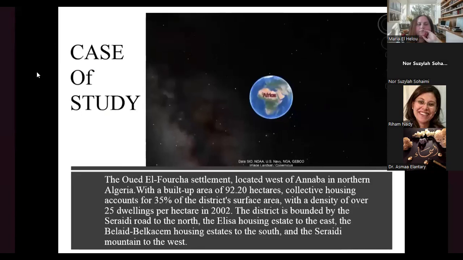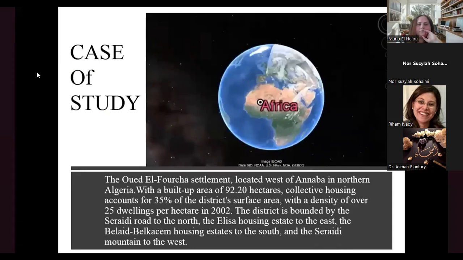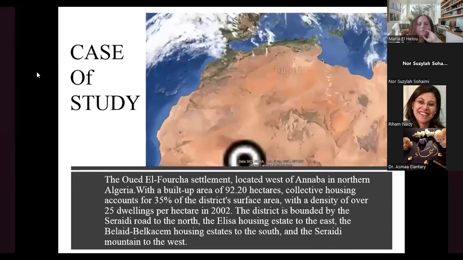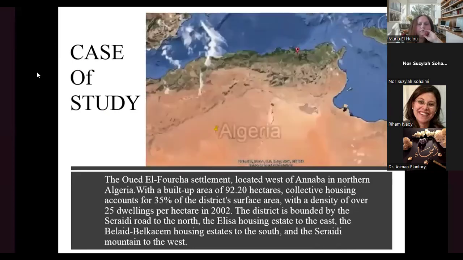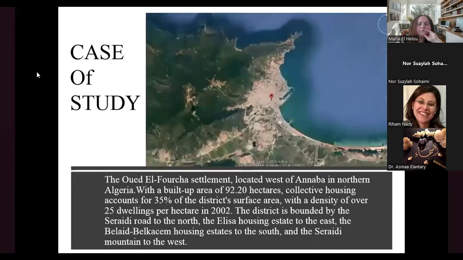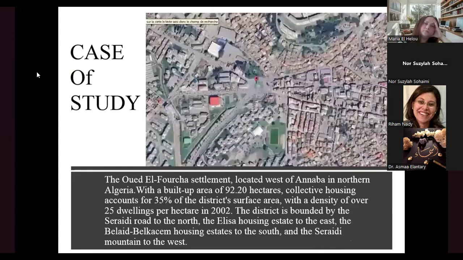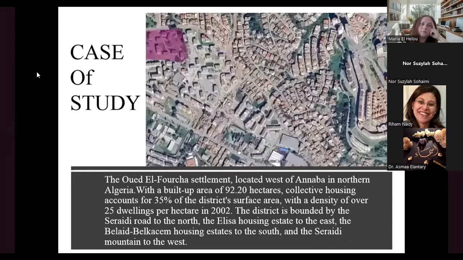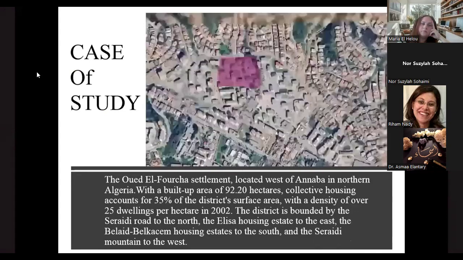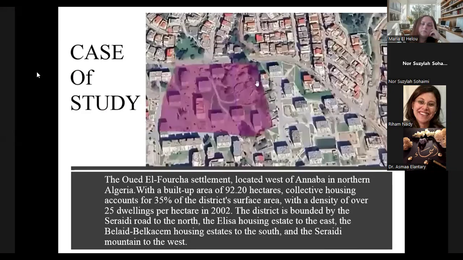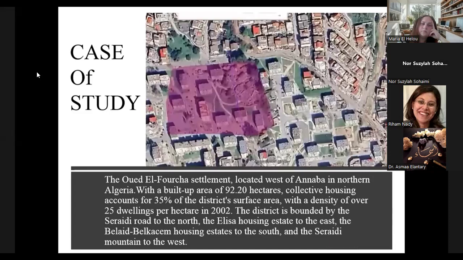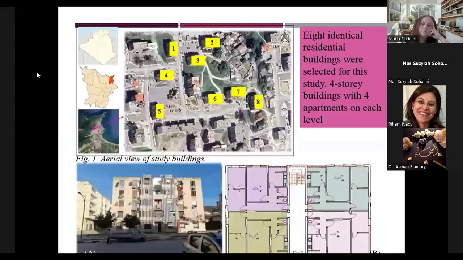About our research sample, Wedelfursha settlement is located west of Annaba in northern Algeria with a built-up area of 92.2 hectares. Collective housing accounts for 35% of the district surface area with a density over 25 dwellings per hectare in 2002. The district is bounded by the Seredi Road to the north, the Eliza Housing Estate to the east, the Belqasem Housing Estate to the south, and the Seredi Mountain to the west. Eight identical residential buildings were selected for this study, 4-story buildings with 4 apartments on each level.